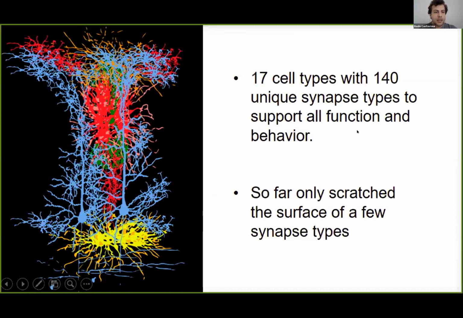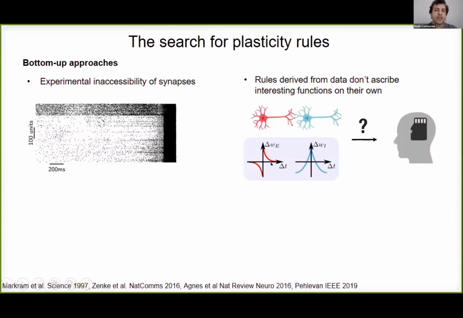So at this pace, it will take hundreds of years to describe all the plasticity rules that operate in the brain. And also, these known rules don't give any interesting function to a neural network on their own. Actually, most of the time, the network blows up, as you can see on the left with this raster plot, which was simulated using a Hebbian rule. So we are still missing the link between plasticity and higher-level cognitive functions like memory.